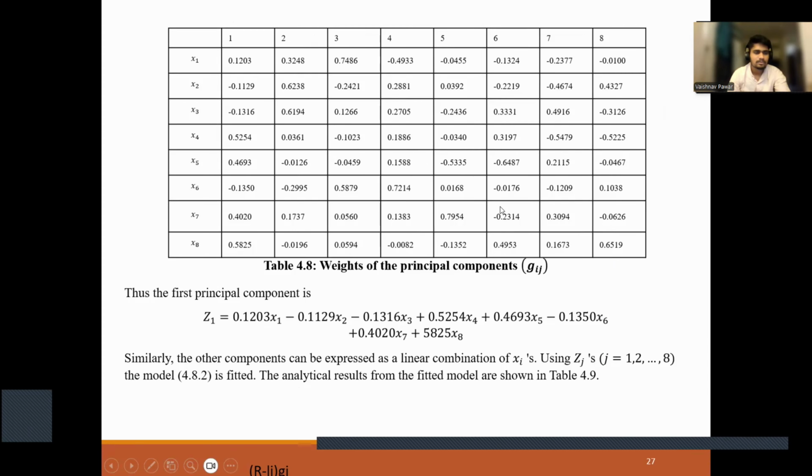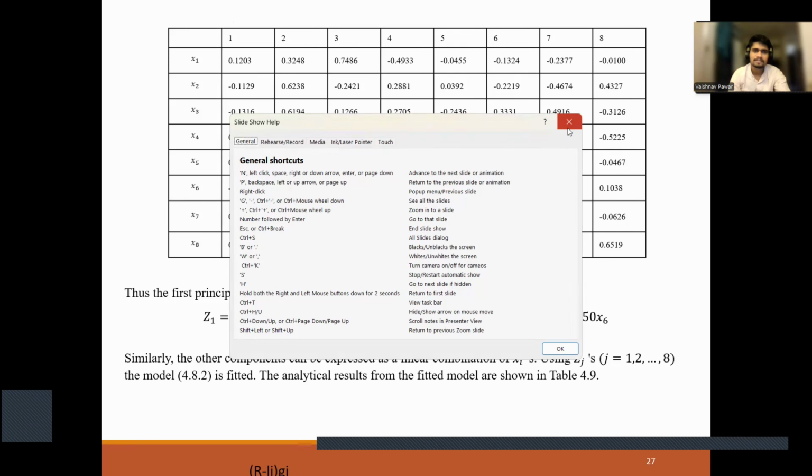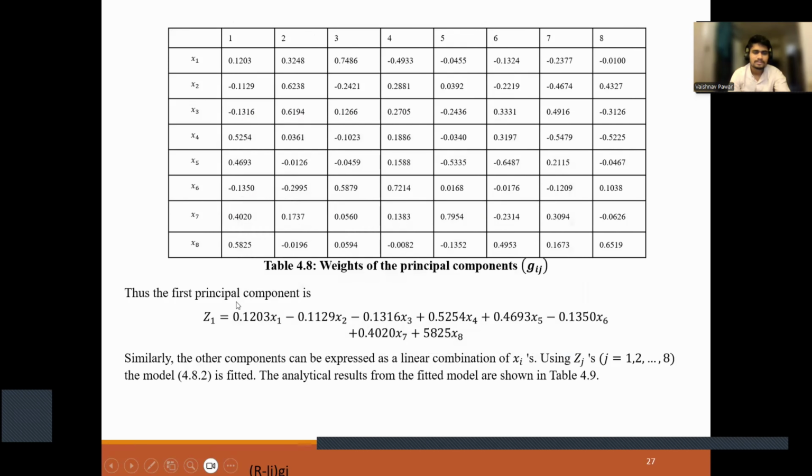These are the weights of principal component analysis. Each component is a weighted combination of variables. The weight is nothing but our eigenvectors, and it is denoted by Gij. Thus, the first principal component is a linear combination of the variables, that is, a weighted combination of variables. Likewise, we have to take eight components.